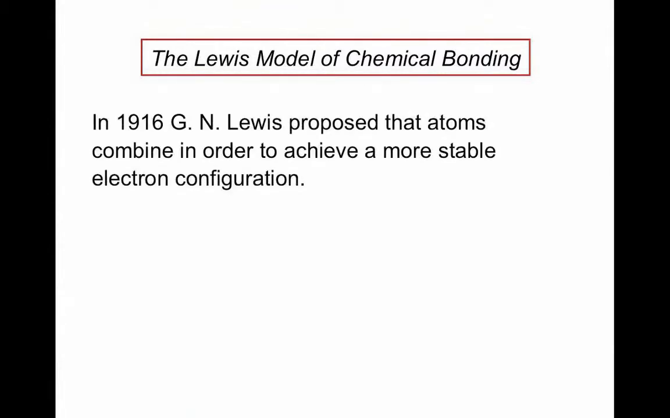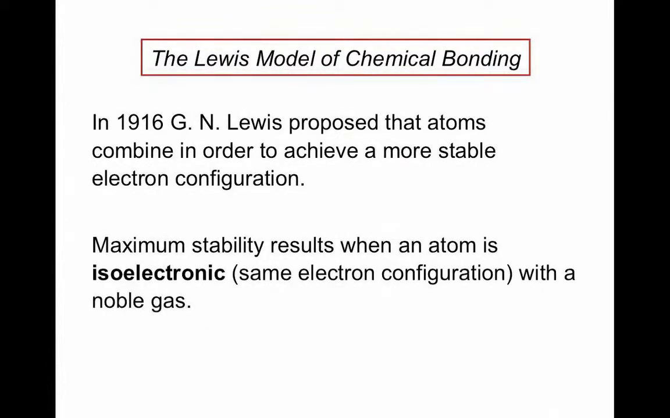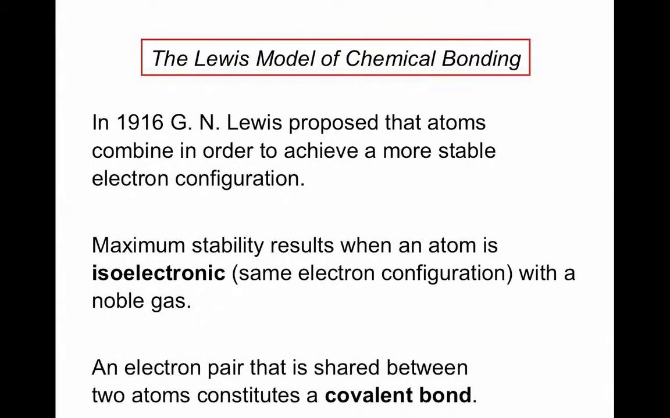Prior to Schrödinger's solutions of the wave equations, Lewis proposed that atoms bonded in a manner that maximized the stability of their electron configurations. At the time, the most stable configurations were believed to be those of the noble gases. Thus, maximum stability resulted when an atom was isoelectronic, which means it has the same electron configuration of a noble gas. Thus, using the knowledge at the time, Lewis proposed that molecules formed covalent bonds with each other by sharing the electrons in their highest energy levels, also known as valence electrons.